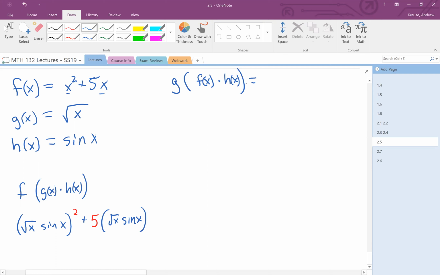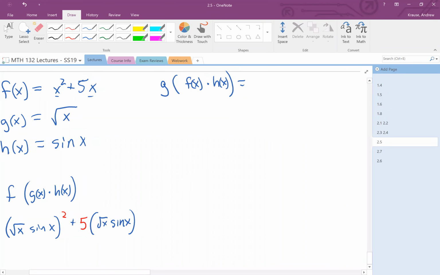But if we do g on the outside, what we're going to do is take our f and our h and put them inside of that square root. So we have a square root function there, and then we're going to put f, and we're going to put h, sine of x, inside of that square root function. Now let's try to take the derivative of this thing.